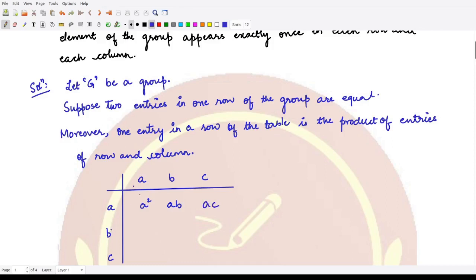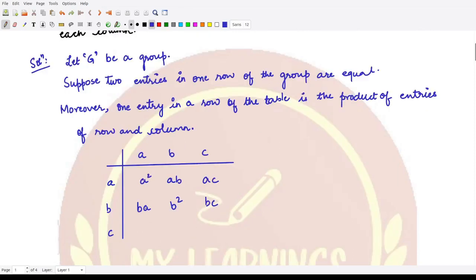Next one, B into A, so it would be BA. Next B into B, that is B square, right? And then B into C, that is BC. Next element would be C into A. Similarly, we would have CA, CB and C square. These would be the elements.